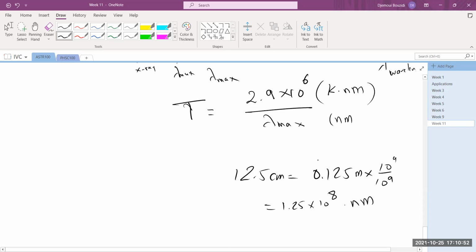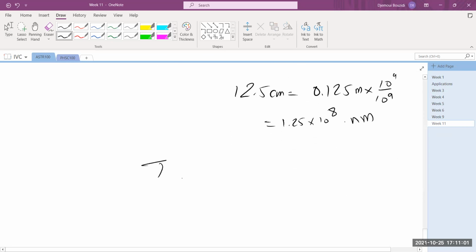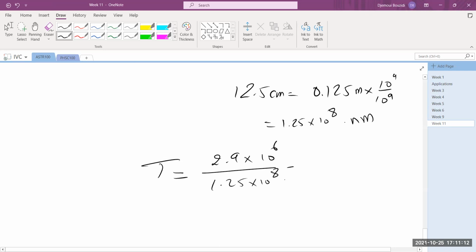So if there is a signal that emits and its peak is toward your cell phone, what is the temperature of that object? Then I'm going to go back into the expression: 2.9 times 10 to the power 6 divided by 1.25 times 10 to the power 8. Of course, the temperature is going to be very, very small. Not zero. We can never have 0 Kelvin, but it's going to be a very tiny number.